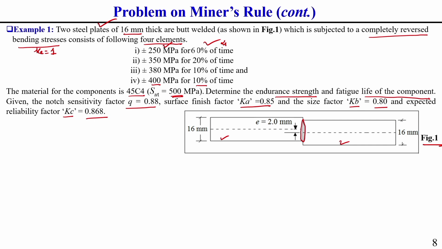Based on this information, what do we need to find out? We need to find out N, that is the total fatigue life of this component. This we need to find out. Another thing is the endurance strength.